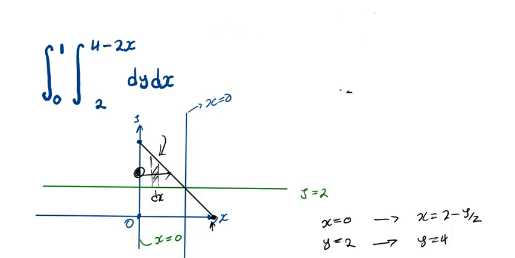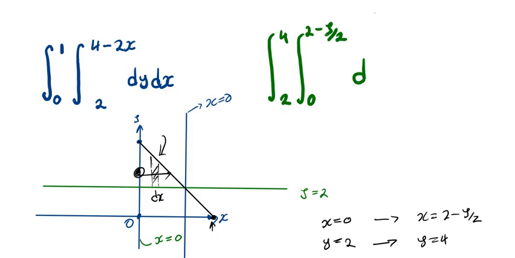So our new double integral with the order of integration reversed can be given as: we're going to start with y from 2 to 4. Then we go to x, that is from 0 to 2 minus y over 2. And this is now going to change from dy dx to dx dy, like that. And that's how you get to do that one. So this was a very simple question.